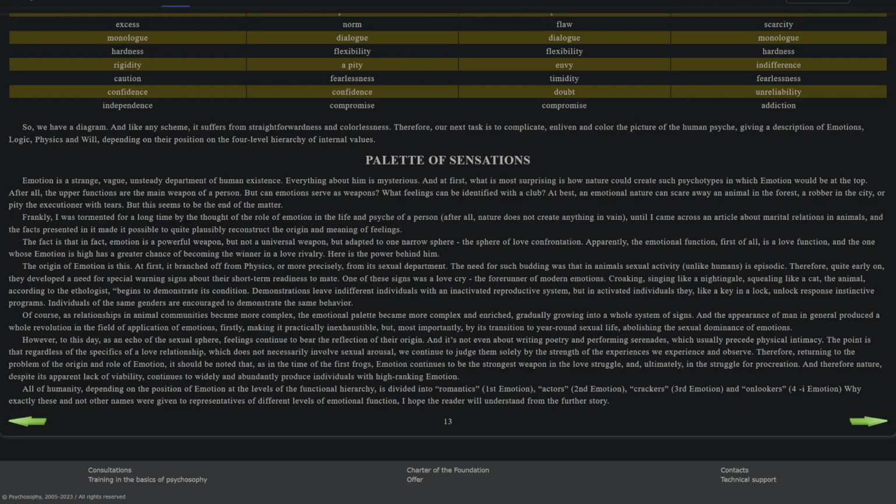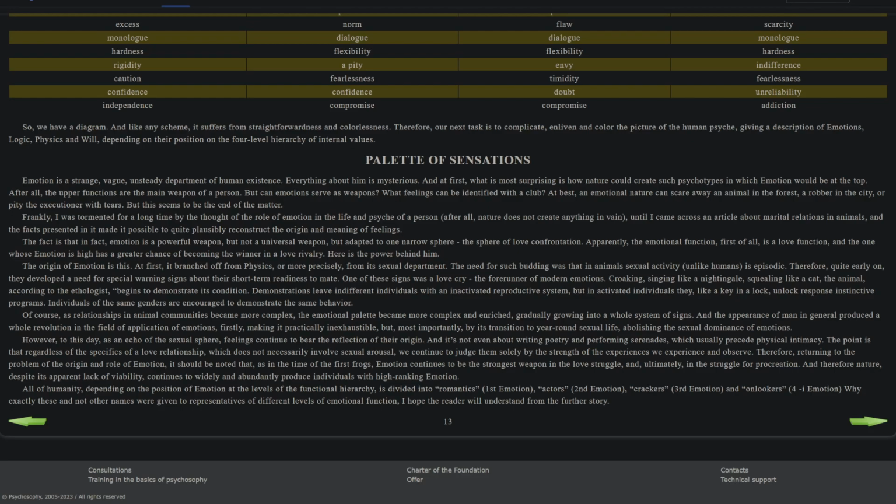The fact is that emotion is a powerful weapon, but not a universal weapon, but adapted to one narrow sphere, the sphere of love confrontation. Apparently, the emotional function, first of all, is a love function, and the one whose emotion is high has a greater chance of becoming the winner in a love rivalry. Here is the power behind him. The origin of emotion is this.